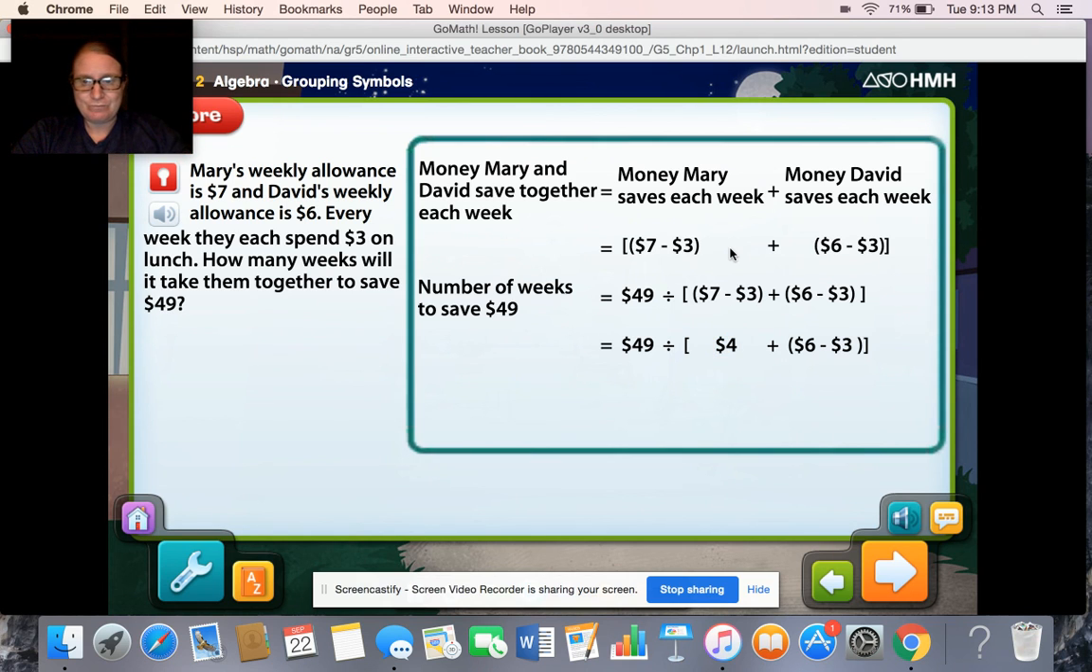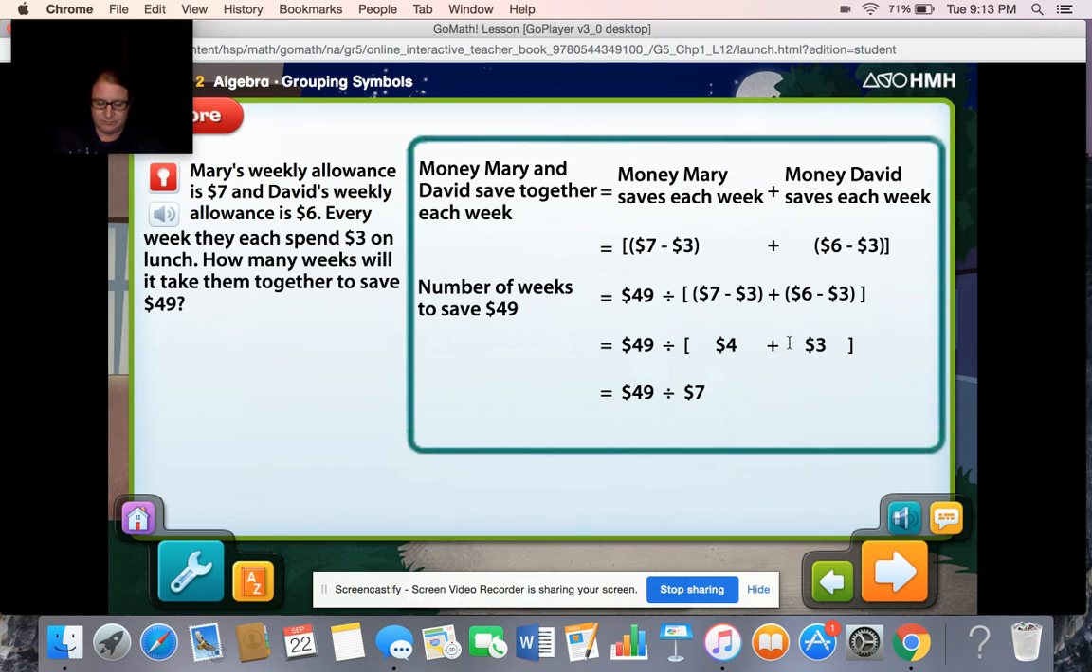Now let's do the operation in the next set of parentheses. What's $6 minus $3? 6, 5, 4, 3. $3. Then you perform the operation inside the brackets using the two differences. 4 plus 3 is 4, 5, 6, 7. So the amount that Mary and David saved together in 1 week is $7.